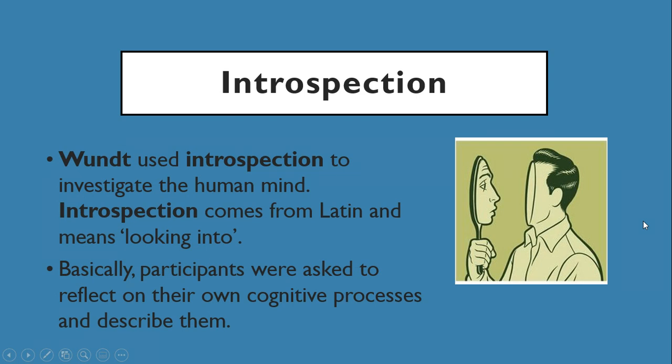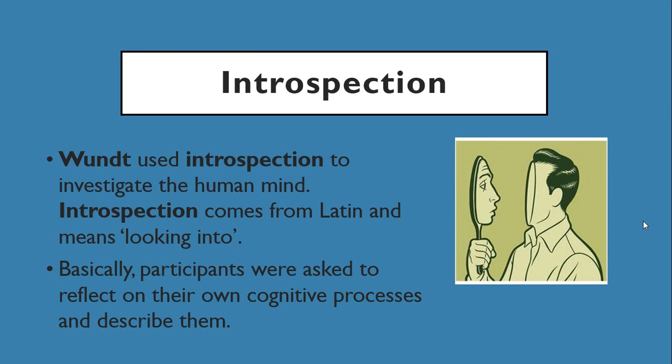Wundt developed a technique called introspection. That is called that because it means kind of looking into. So Wundt's idea was that participants, his patients, could look into their minds, look into their thoughts and their feelings, and report their own thoughts and their own feelings, and then reflect on these feelings once they describe them.